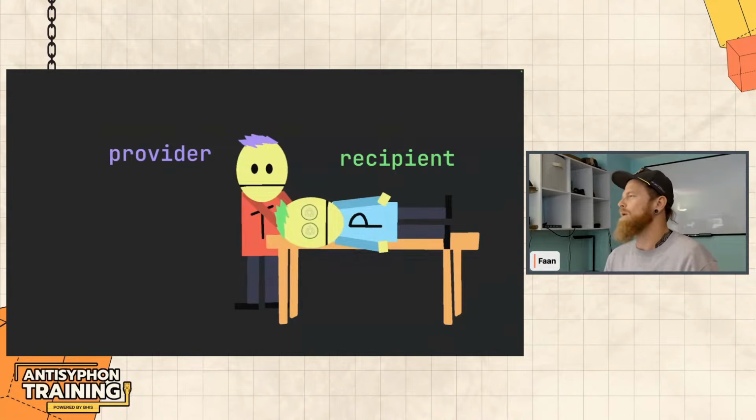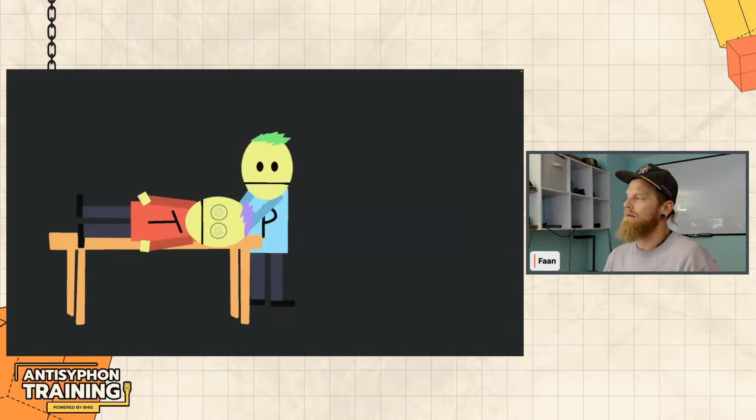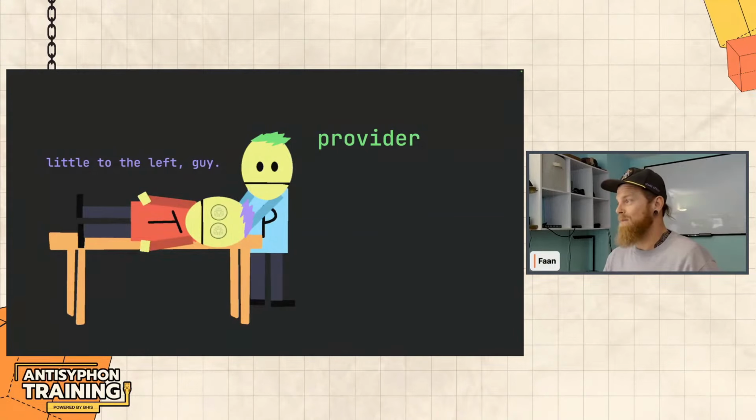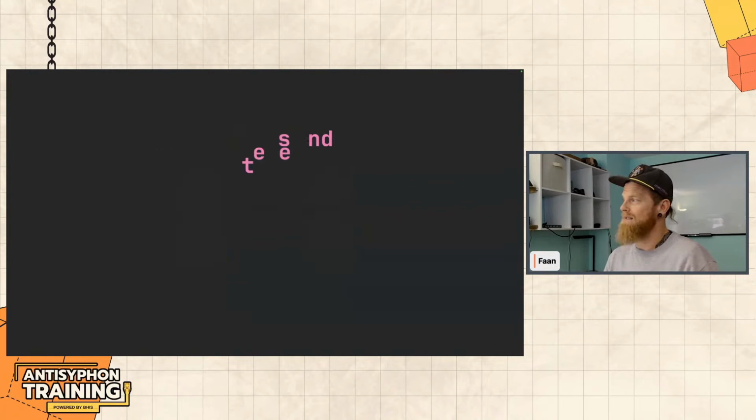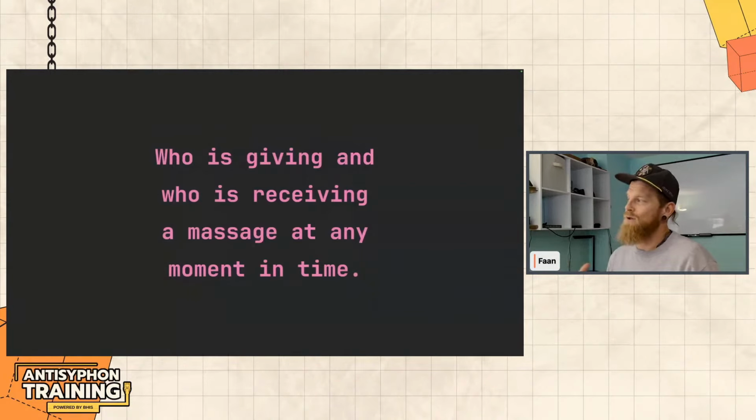Okay, but what if we hang out for another few seconds or minutes and we look again, and now this is happening? Well, in this case, it's obviously the inverse, and now Philip is the provider and Terence is the recipient. And so once again, if they're standing in front of us and I ask you who's the massage provider and who's the recipient, the correct answer is: it depends. Well, what does it depend on? It depends on who is giving and who is receiving the massage at any given moment in time.